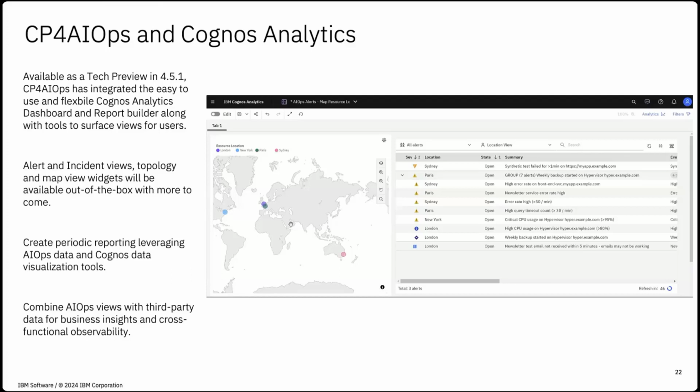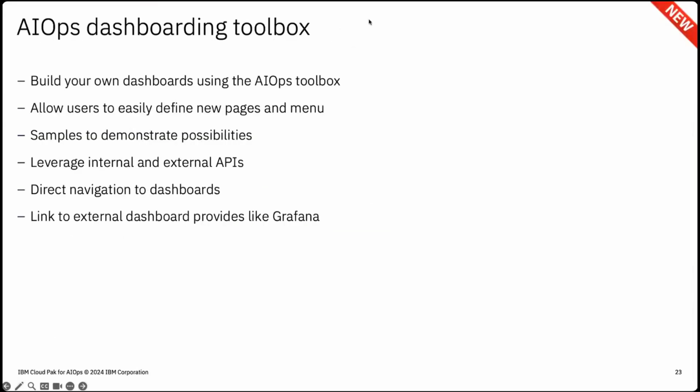Once views are built, they can be assigned to specific user groups within AIOps and populated in the navigation pane and accessible through the content manager. Keep in mind that this is in tech preview for now. Yeah, I think this kind of covered what we just went through.